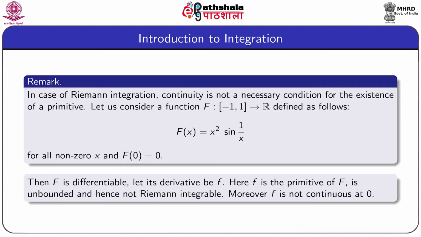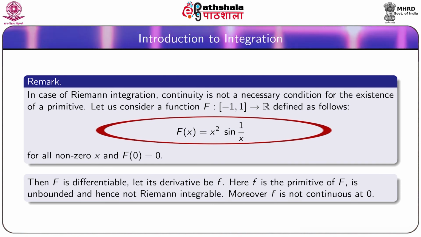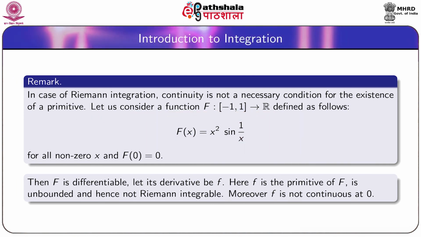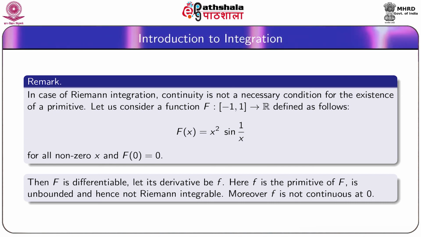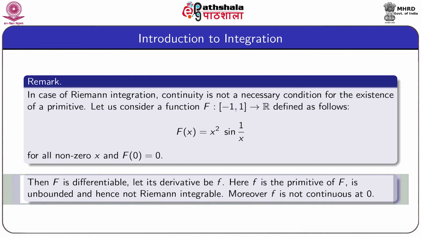In case of Riemann integration, continuity is not a necessary condition for the existence of a primitive. We consider a function F from [-1,1] defined by F(x) equal to x square sin(1/x) for every non-zero x, and the value of F at 0 is 0. Then F is differentiable. Let its derivative be small f. Here small f is the primitive of capital F, but small f is unbounded and hence not Riemann integrable. Moreover, small f is not continuous at 0.